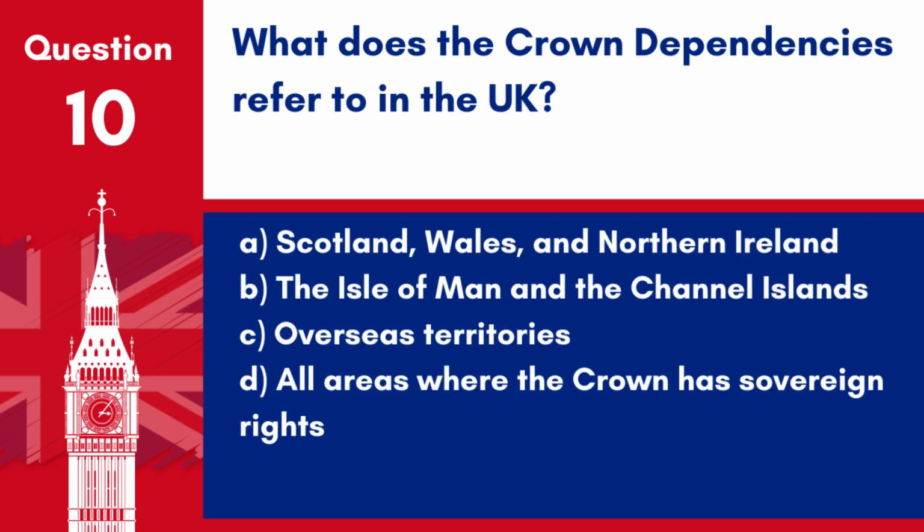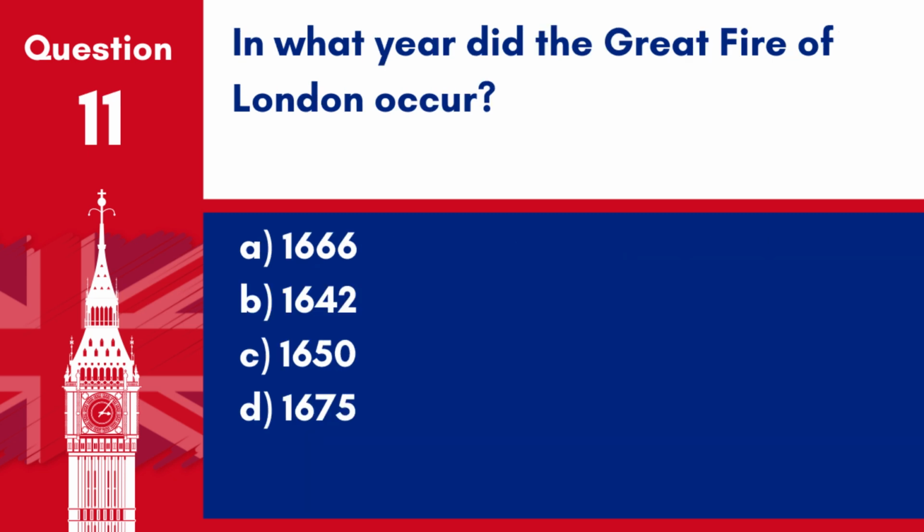Question 10. What does the Crown dependencies refer to in the UK? A. Scotland, Wales and Northern Ireland. B. The Isle of Man and the Channel Islands. C. Overseas territories. D. All areas where the Crown has sovereign rights. Answer. B. The Isle of Man and the Channel Islands. The Crown dependencies refer to these territories, which are possessions of the Crown, not part of the UK, but self-governing possessions.